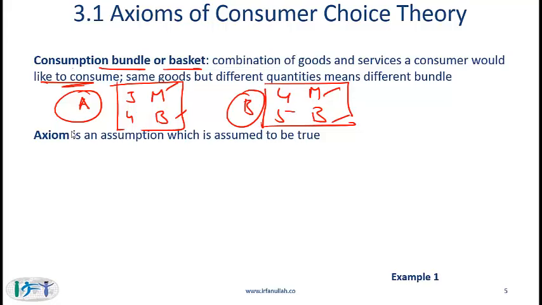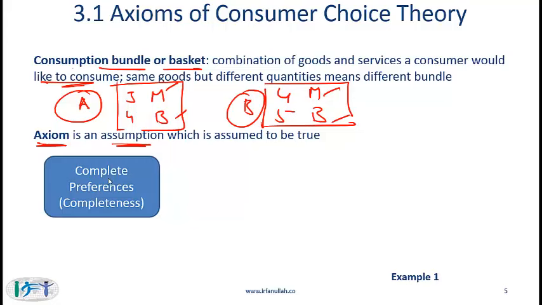Now let's come to the 3 axioms, but first make sure you understand what we mean by the term axiom. An axiom is an assumption which is assumed to be true. In other words, these are the assumptions which form the basis of the consumer choice theory.